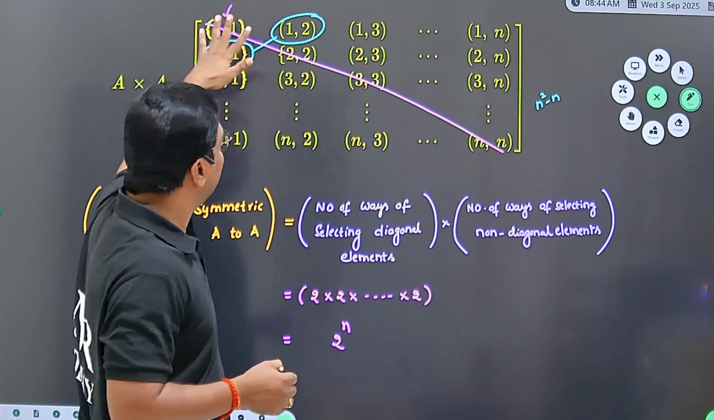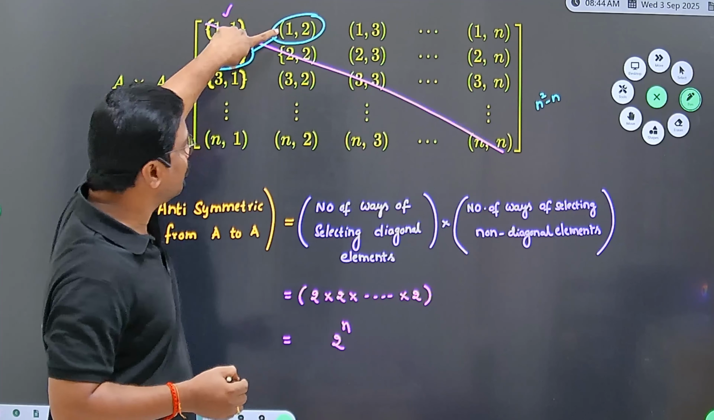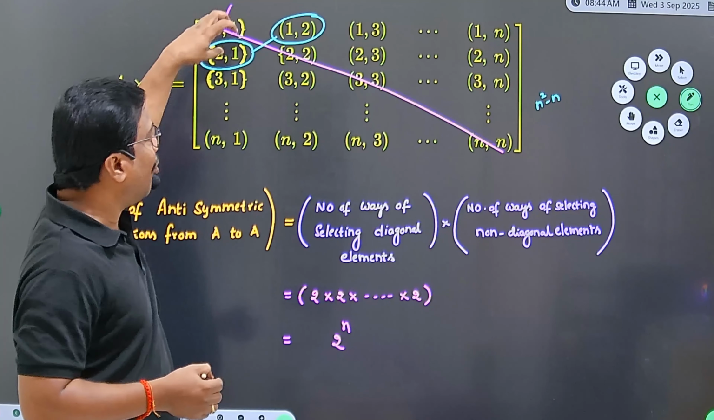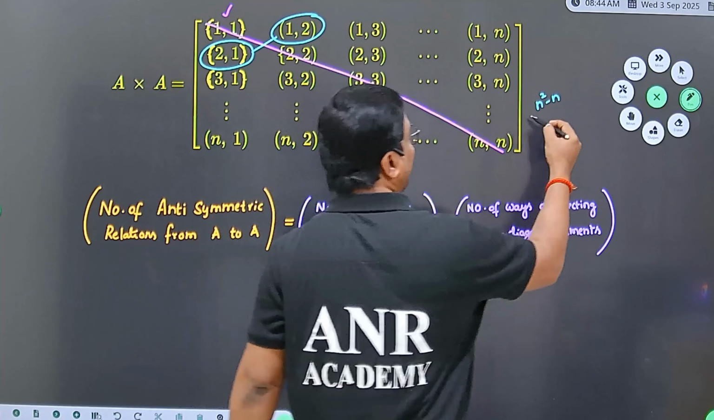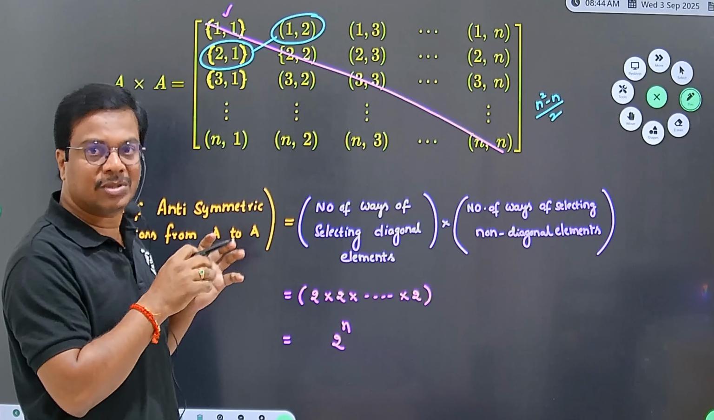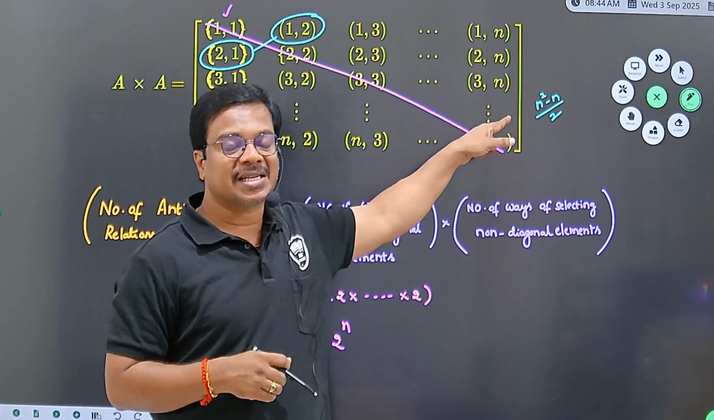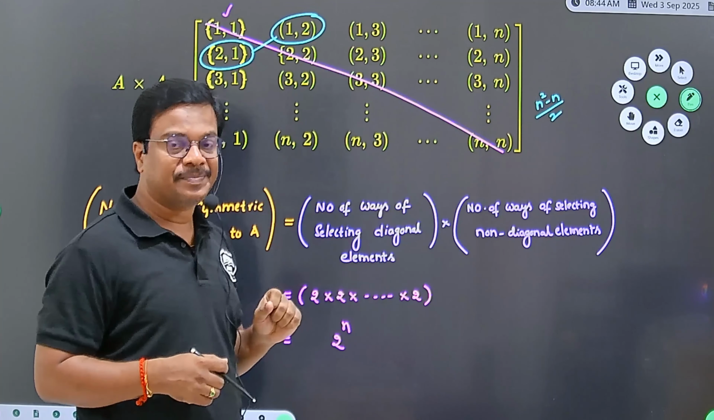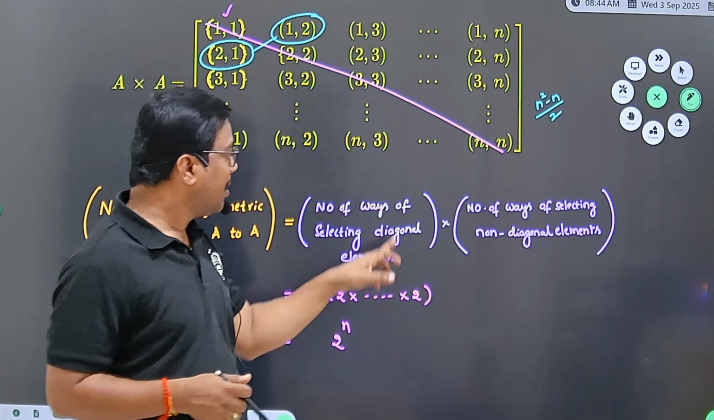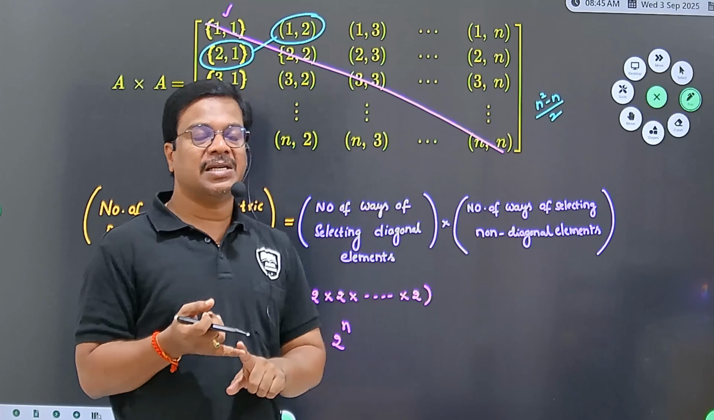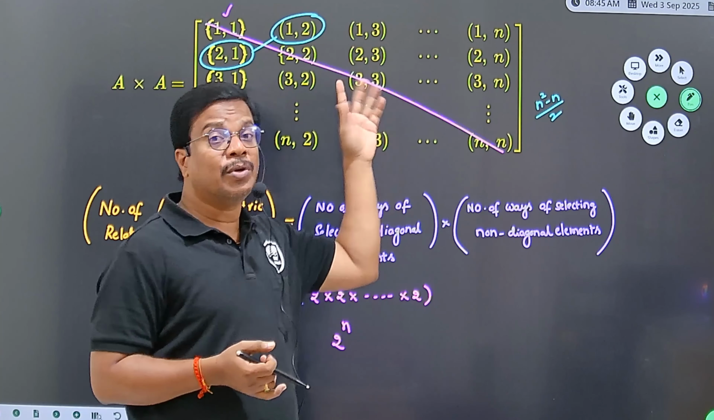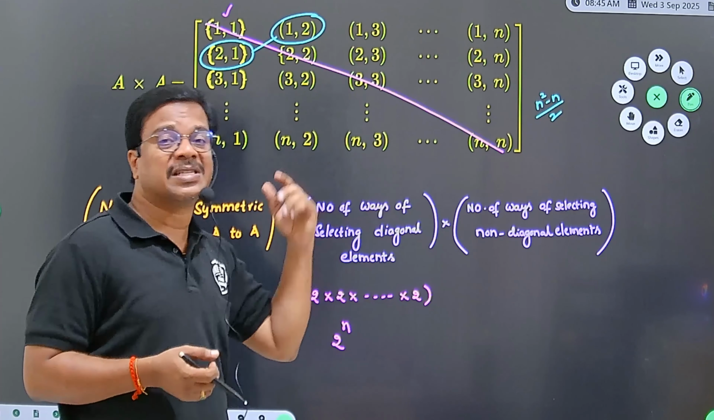Symmetric pair means these two, one from the lower half and the other from the upper half, you have to select. So how many symmetric pairs are there? n square minus n divided by 2. We are going to choose 2 entries at a time due to symmetry. So total n square minus n divided by 2 symmetric pairs are there. And if you observe these two, maybe this non-diagonal entry may be present from the lower half, may be present from the upper half, or both do not present in the relation.